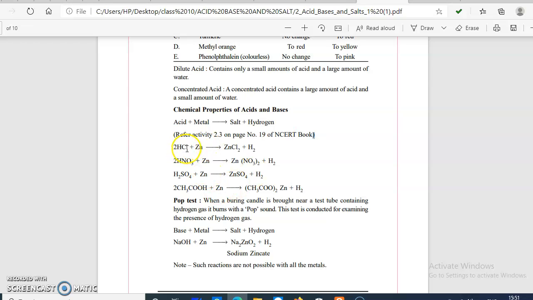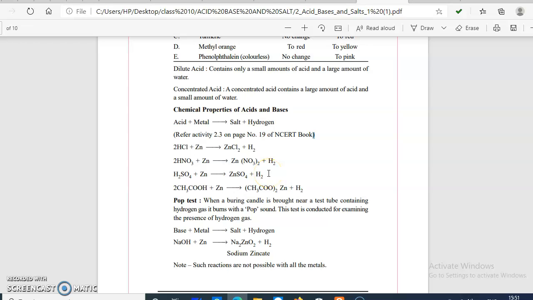Example, HCl is an acid, zinc is a metal. HCl plus zinc gives you ZnCl2 plus H2. HNO3 plus zinc gives you Zn(NO3)2 plus H2. H2SO4 plus Zn gives ZnSO4 plus H2. And these are the reactions of zinc with different acids, right? So when acid reacts with metal, we will get salt and hydrogen.